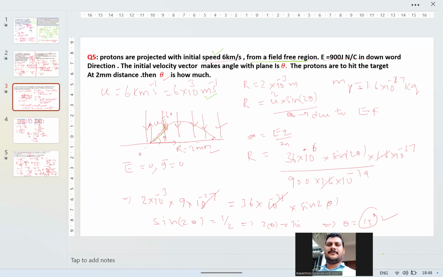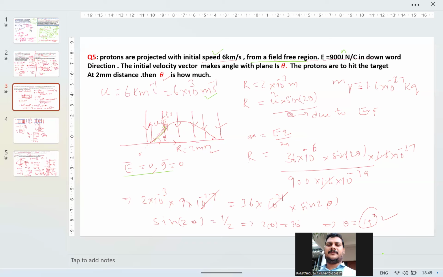Now see, it is coming from a field-free region, which means here the g value and E value are 0 in this region. And here the field is acting downwards, E equal to 900 j cap, with the minus direction downward. In some books they will write 900, or otherwise j cap and minus j cap. But here I mentioned downward. Downward means minus j cap only, no need to take minus j cap again. So it is given like this.